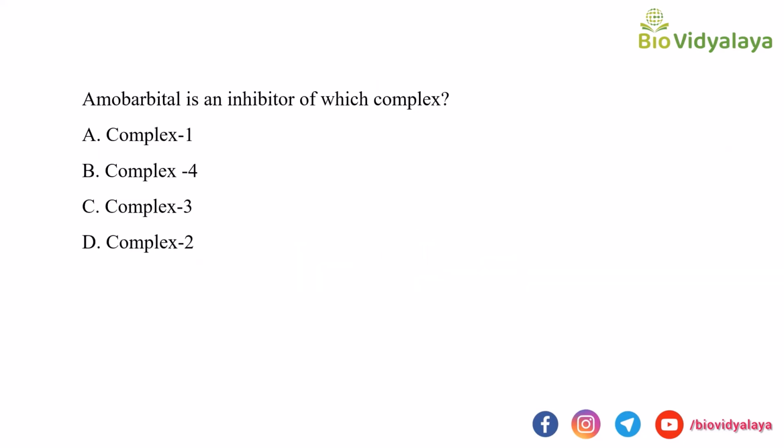Next question: amobarbital is an inhibitor of which complex? Option A, complex 1, option B, complex 4, option C, complex 3, option D, complex 2. Amobarbital, that means amytal. This is an inhibitor of complex 1. So the correct answer is option A, complex 1.